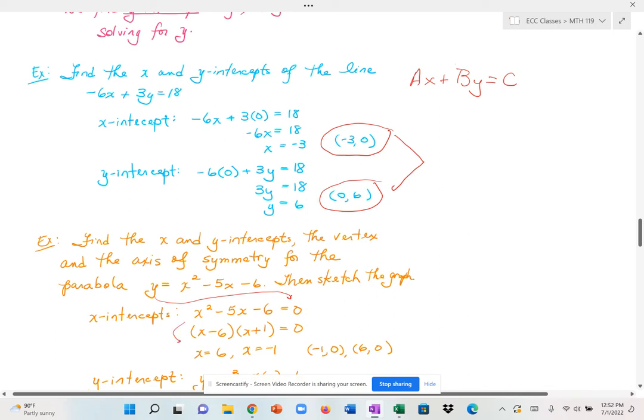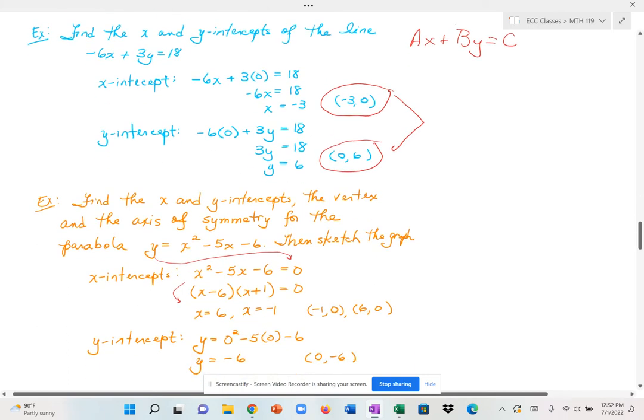This is factorable. So this factors into x minus 6, x plus 1, which gives me two solutions, 6 and negative 1. And so these two numbers represent two x-intercepts, negative 1, 0, and 6, 0. Those are points on the x-axis that the parabola will go through.